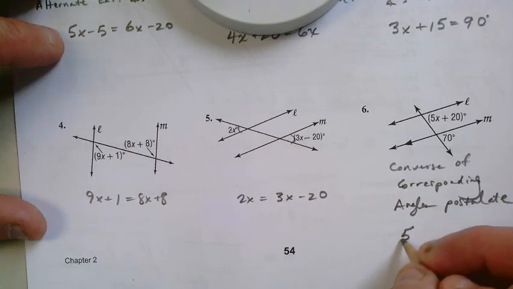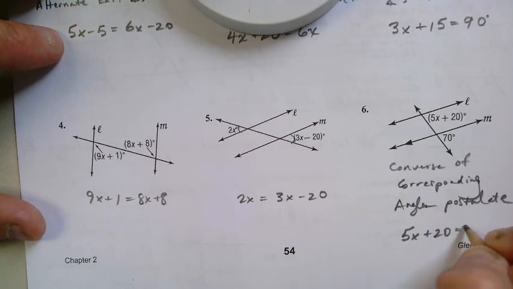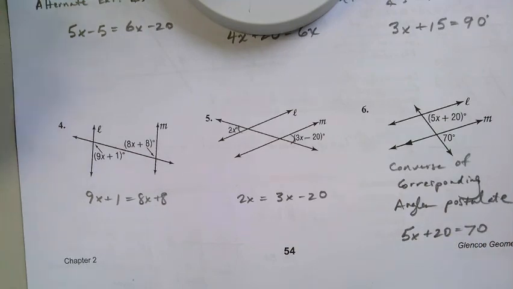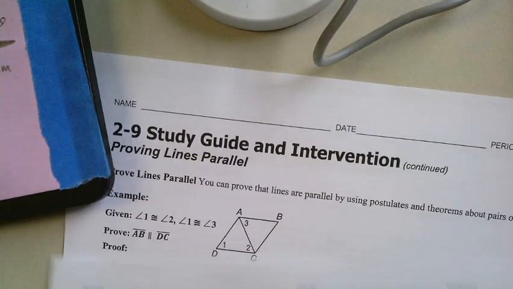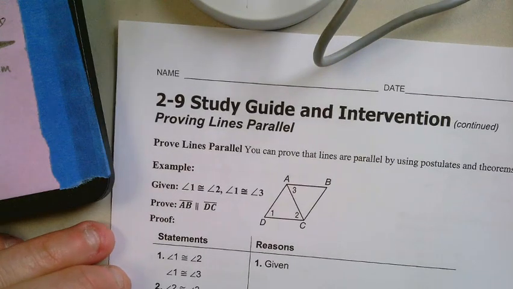So you have 5x plus 20 is equal to 70. Okay? So again, hopefully you're getting used to setting up those equations based on the requirements that we've been talking about the last couple of days. To finish things off, we've got another proof here. I want to walk through this with you, make sure you've got this down. Okay? So let's look at this first proof.